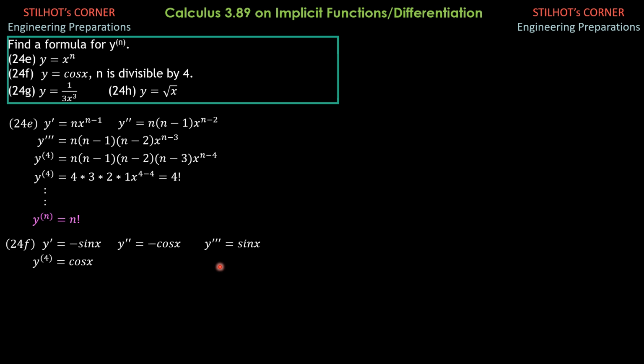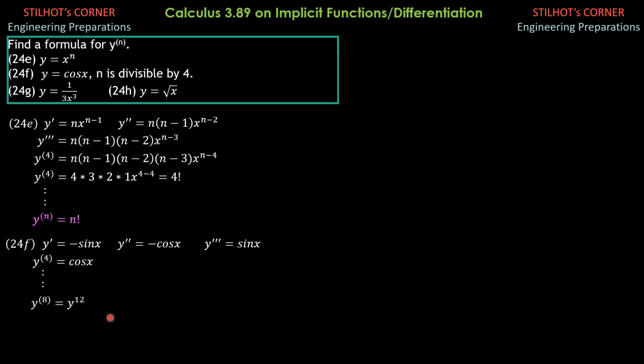So therefore, the fourth derivative goes back to the original function cosine x. So meaning it is a cycle every 4 steps, so that y to the fourth equals y to the 8 equals y to the 12, y to the 16, 20, 24, 2400. y to the n, where n is divisible by 4, is cosine of x.